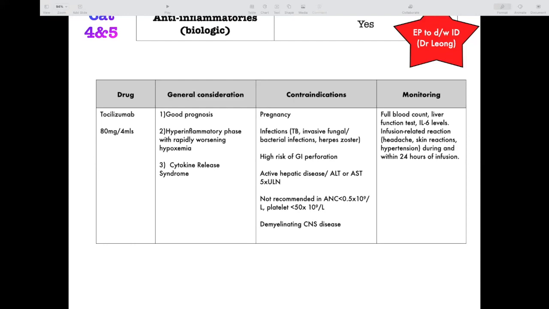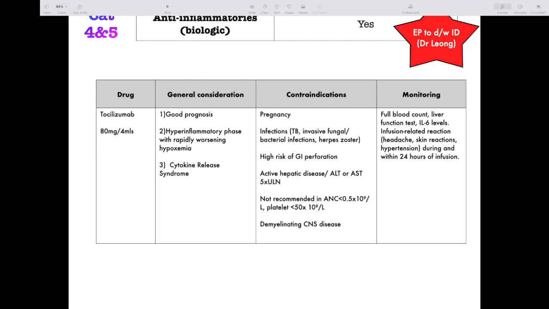Those patients we need to consider to give TOSI are patients with good prognosis, patients in hyperinflammatory phase with rapidly worsening hypoxemia, or patients with cytokine release syndrome. The contraindications include pregnancy, systemic infection, high risk of GI perforation, active hepatic diseases, and it is not recommended for patients with ANC of less than 0.5 or platelet less than 50. And last but not least, it is contraindicated in patients with demyelinating CNS diseases.